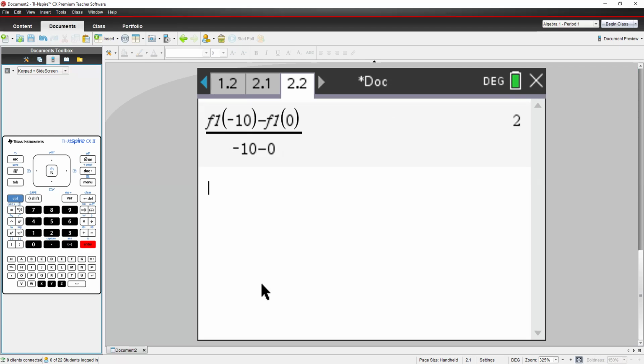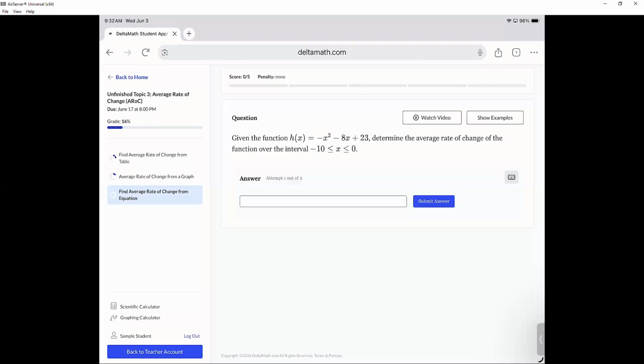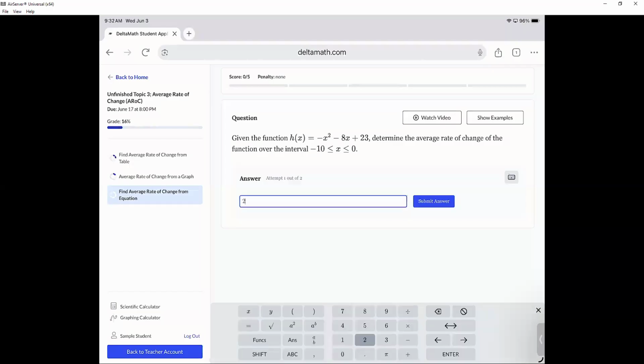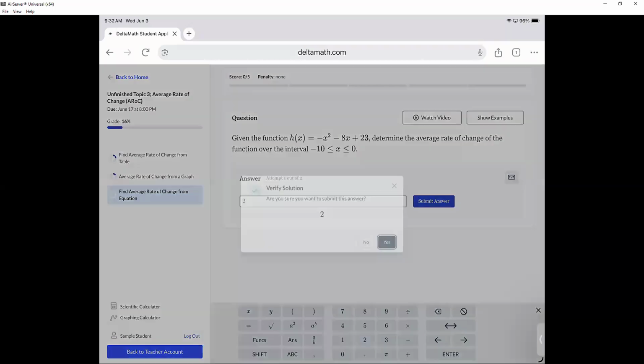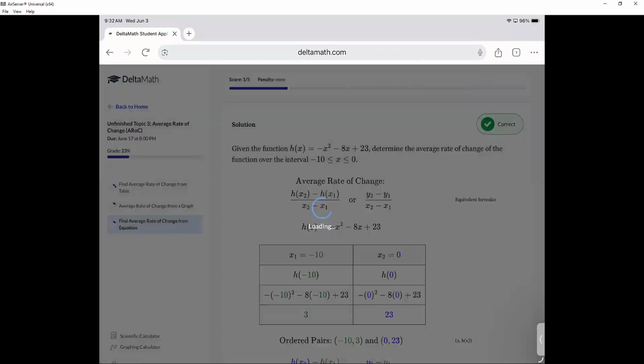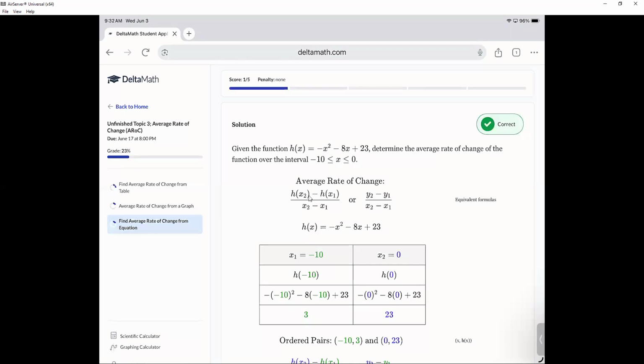Go to the iPad and I'm just going to type in 2 and I submit it. And let's see what we get. So basically what I'm doing is I'm just typing in the function and then I'm just doing this. X2 minus x1, that's the inputs into those functions, and then on the bottom I'm doing x2 minus x1.